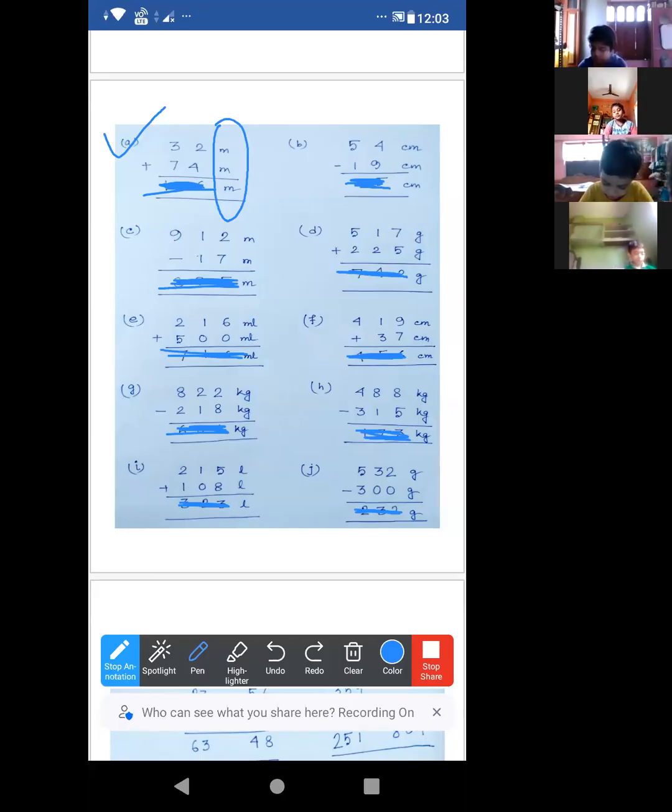Look, now just normal addition. 4 twos are 6. Okay, now 3 plus 7, this is 10. So 106, and put the unit, meter. The answer is 106 for the first one. Number B. Okay, I am coming to number B.